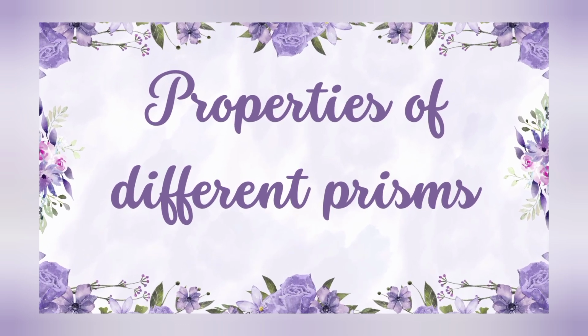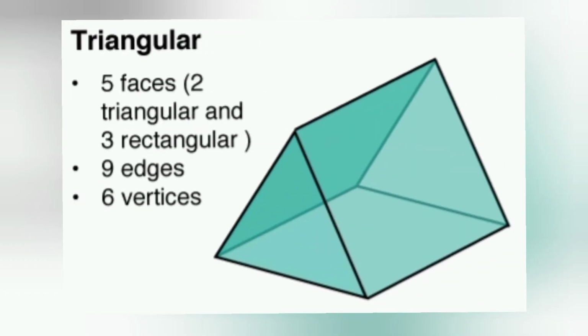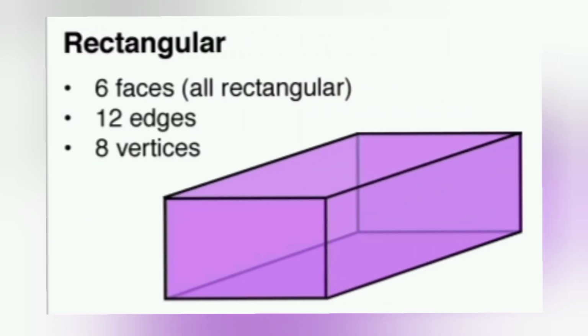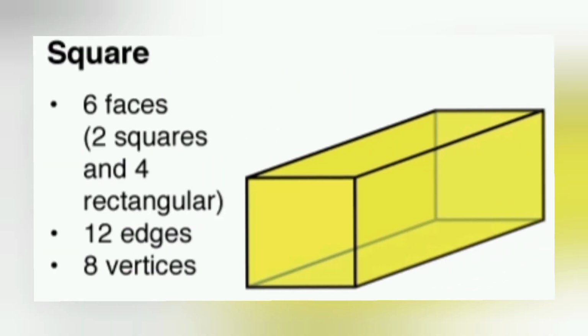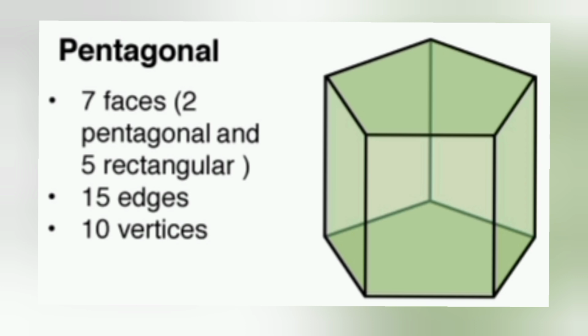Properties of different prisms. Triangular prism: it has 5 faces, 2 triangular and 3 rectangular, 9 edges and 6 vertices. The next one is a rectangular prism. It has 6 faces. In this, all faces are rectangular. 12 edges, 8 vertices. Next one is a square prism. It has 6 faces, 2 squares and 4 rectangular. 12 edges, 8 vertices.